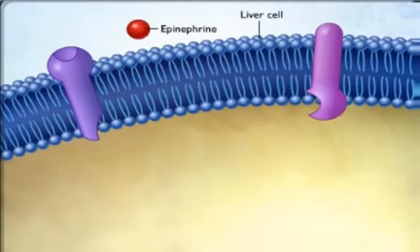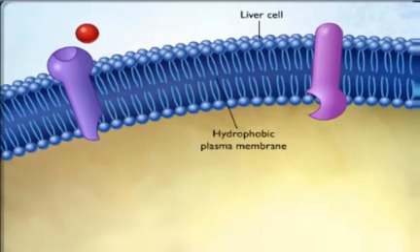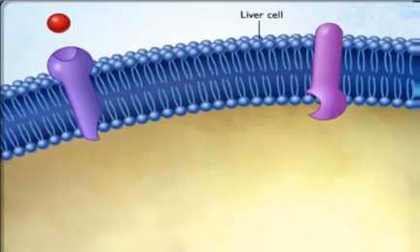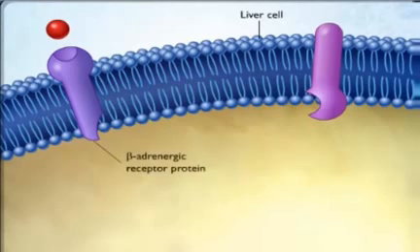Epinephrine is one of many hormones that is water-soluble, hydrophilic, and therefore unable to cross the hydrophobic plasma membranes of its target cells. Instead, it binds to receptor proteins located in the plasma membrane and does not enter the cell.